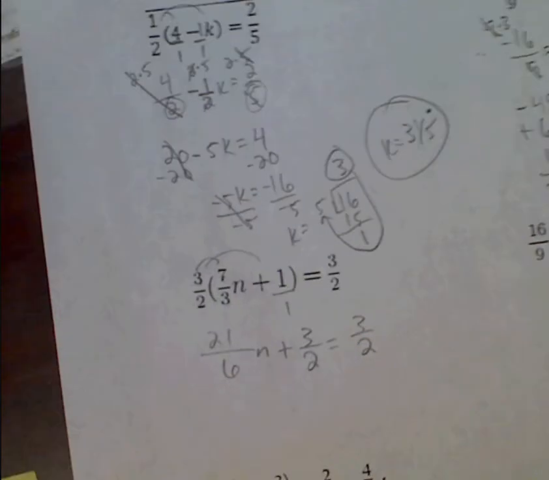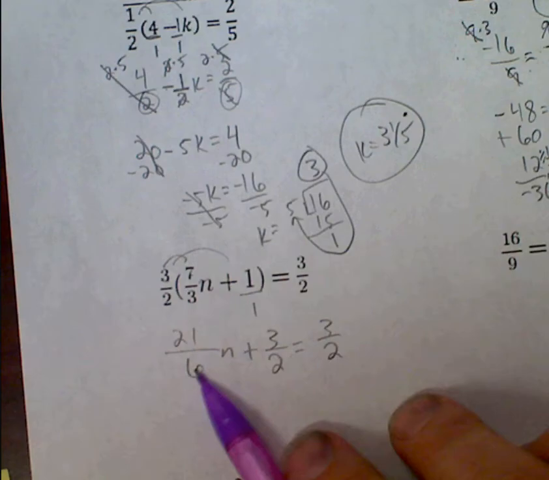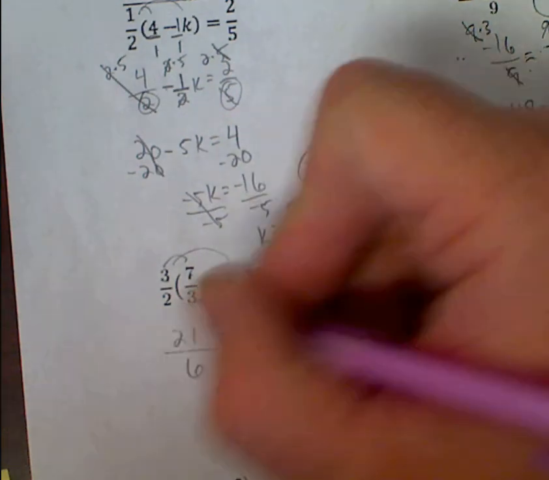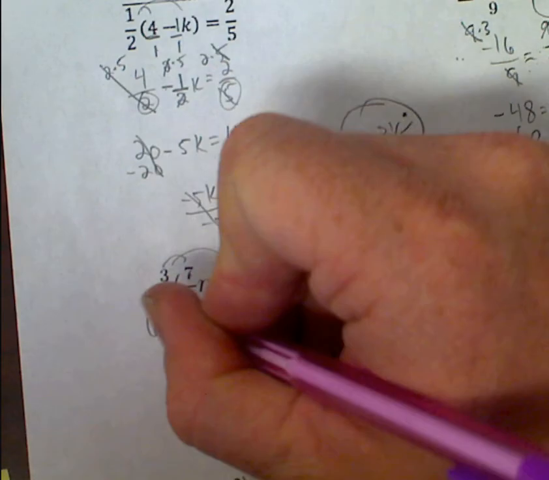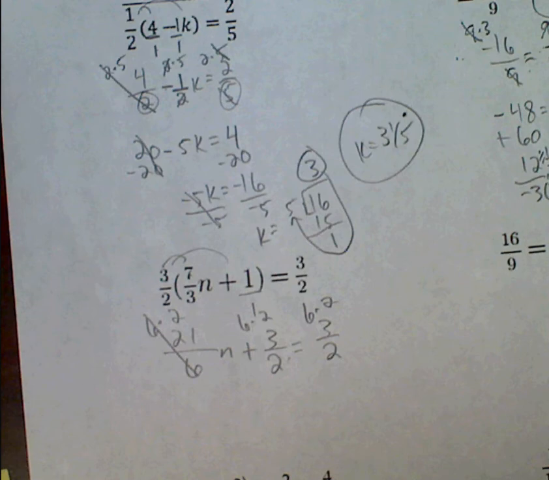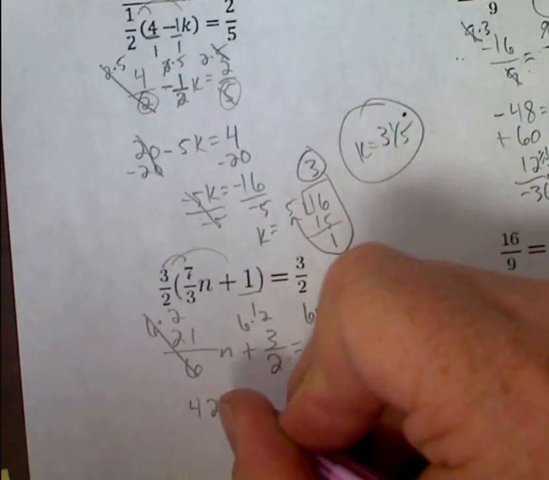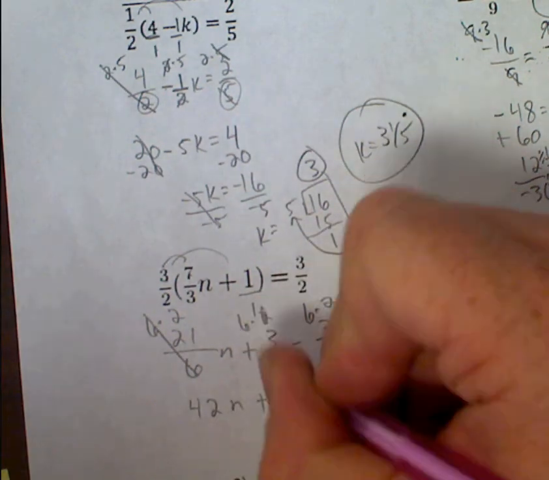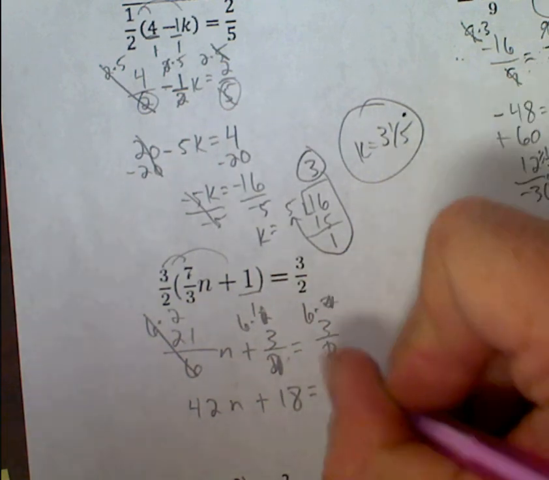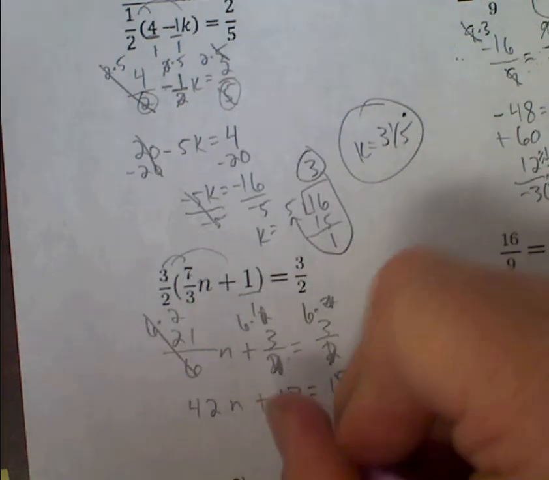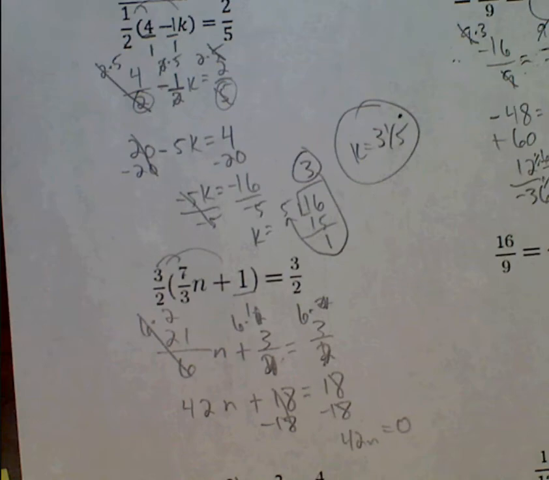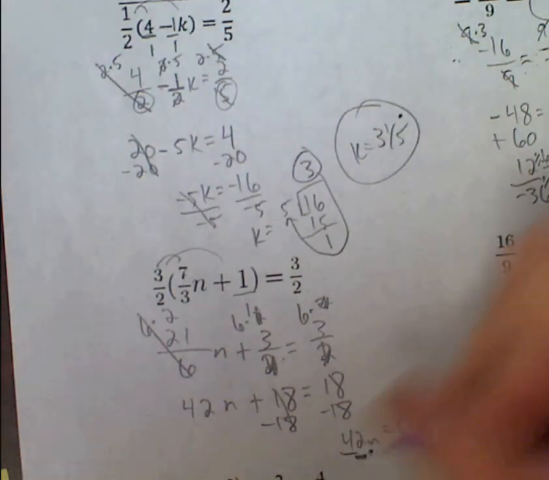After I distribute, I would combine like terms on the same side, but I can't. Or sorry, I need to multiply by denominators, so 6 and 2. My 6's go away. I'm left with 42n. My 2's go away. 18 equals, my 2's go away, 18. Minus 18, minus 18, 42n equals 0. Divide by 42.